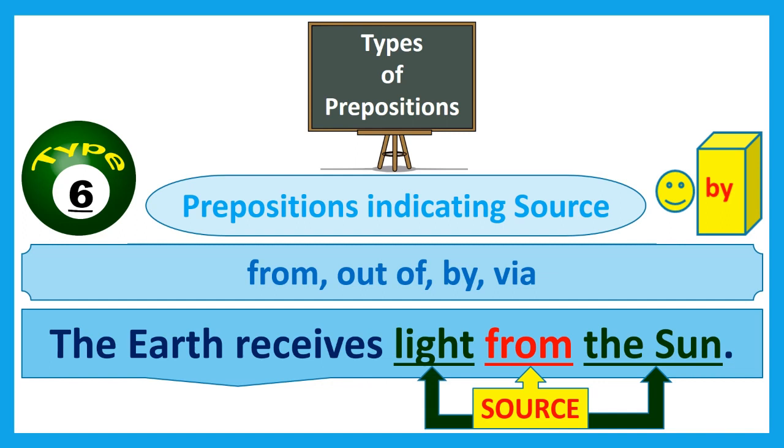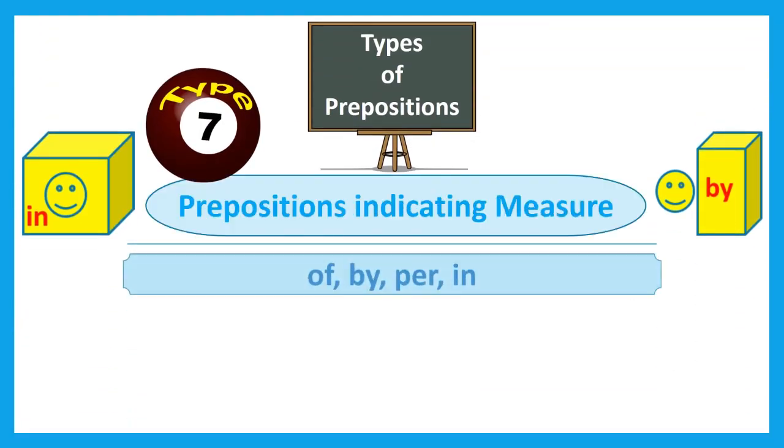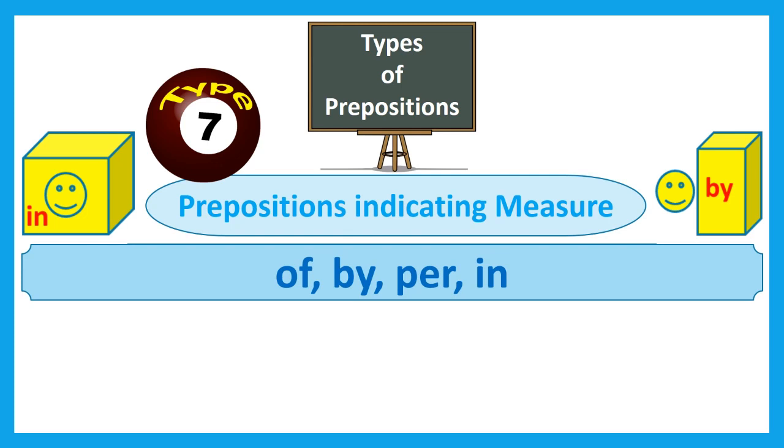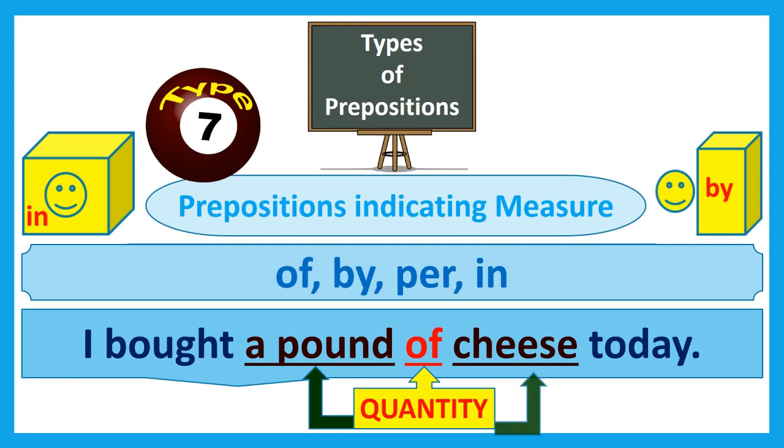Type 7. Prepositions indicating measure. Note the examples of common prepositions of measure. Consider the following sentence. I bought a pound of cheese today. In this sentence, the preposition of links the specified quantity, a pound, to the noun cheese.